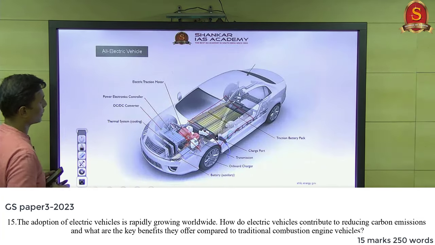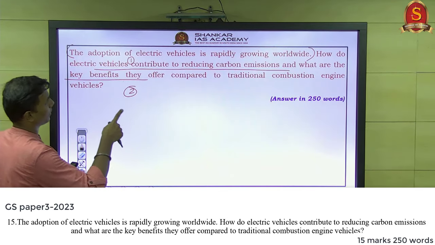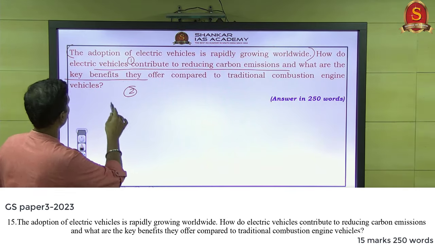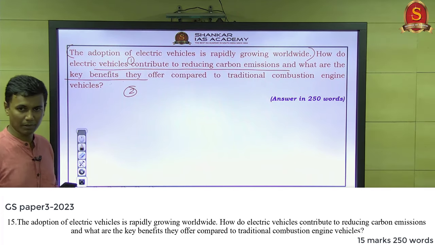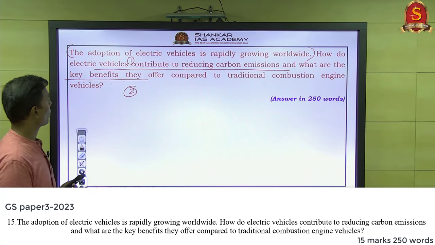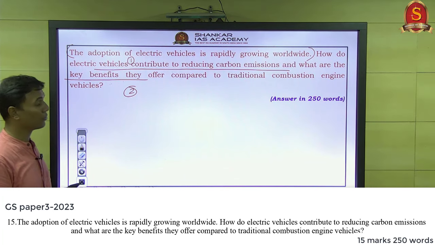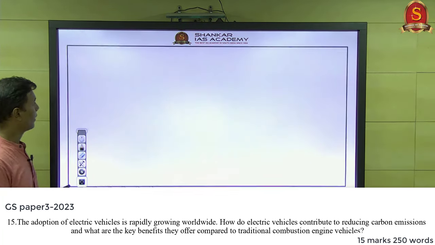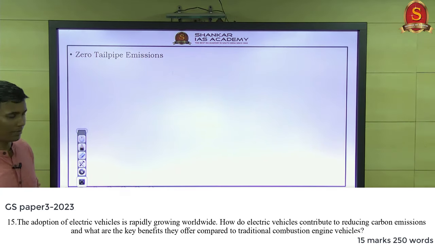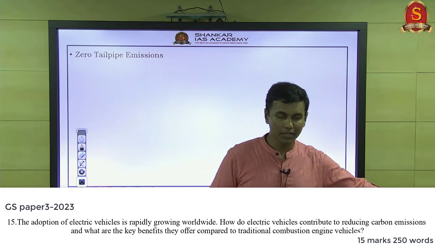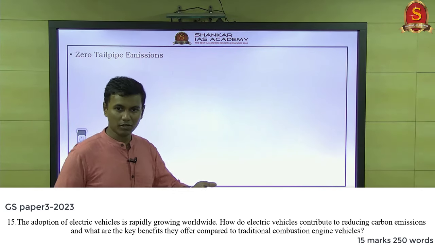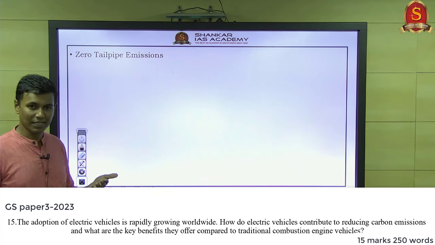So, what are the parts we have addressed right now? The first important thing, the key benefits electric vehicles offer compared to the traditional internal combustion engine, that part is addressed. And next, we are going to talk about how electric vehicles contribute to reduction in carbon emission. For that, the first important thing is zero tailpipe emission, since it is not going to emit any toxic gases, including carbon monoxide or other greenhouse gases, almost nil tailpipe emission.